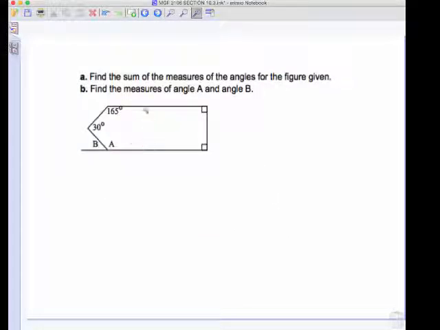Similar problem here. I want to find the sum of the measures of this whole thing. Yes, they've given me some of the measures, but I don't use that to find the sum. I use the fact that this is a 1, 2, 3, 4, 5-sided figure. So using the formula, this is 5 minus 2 times 180, which is 3 times 180, which is 540 degrees. So this is our answer for part A, 540 degrees.